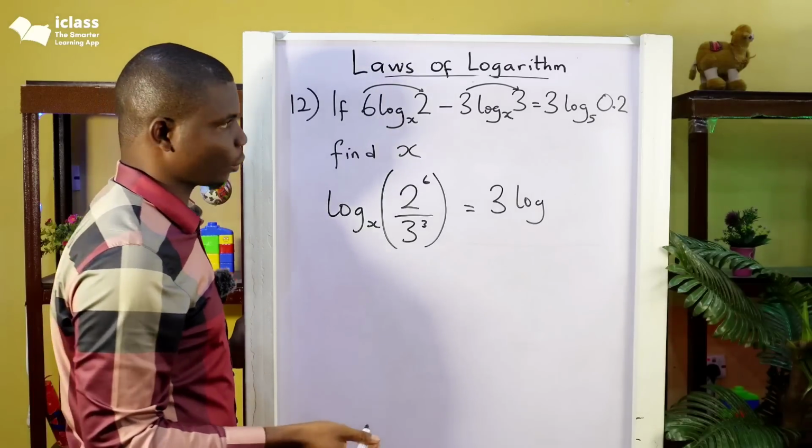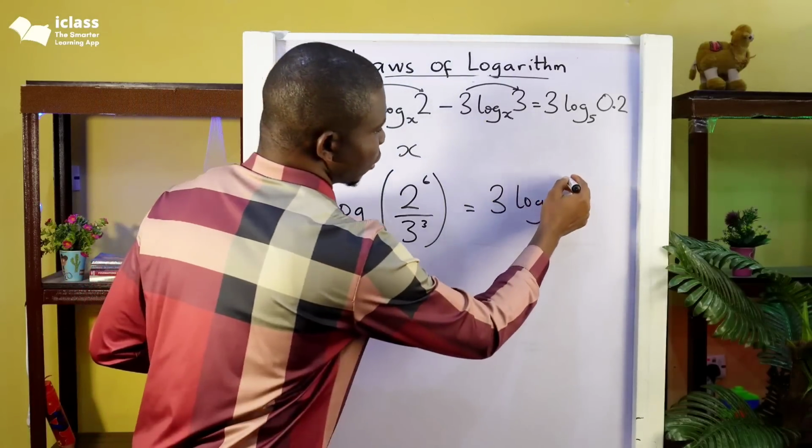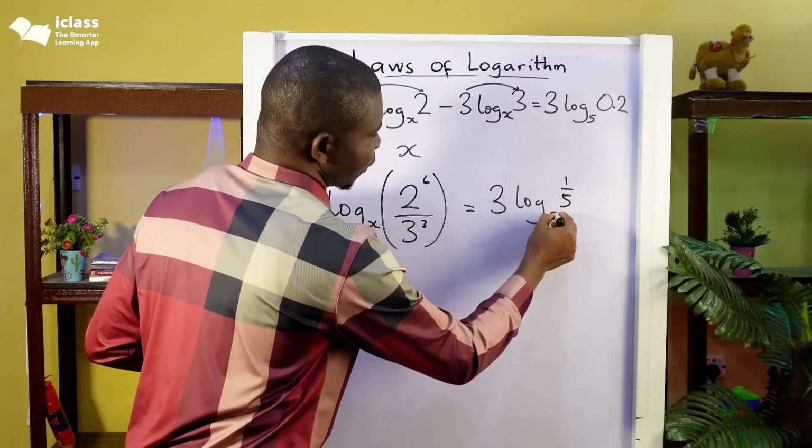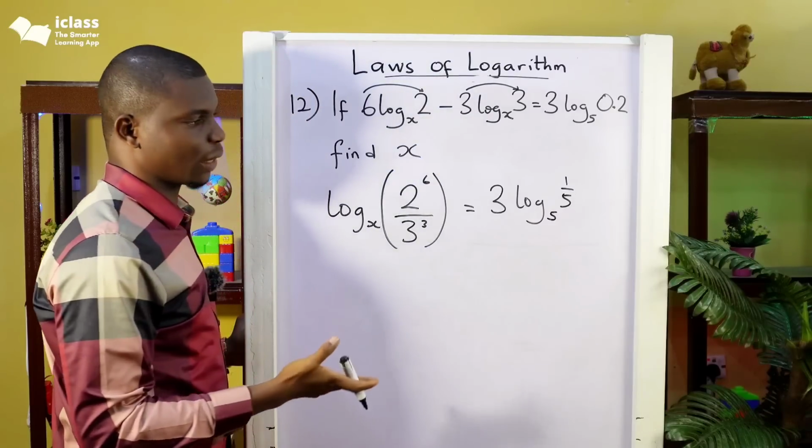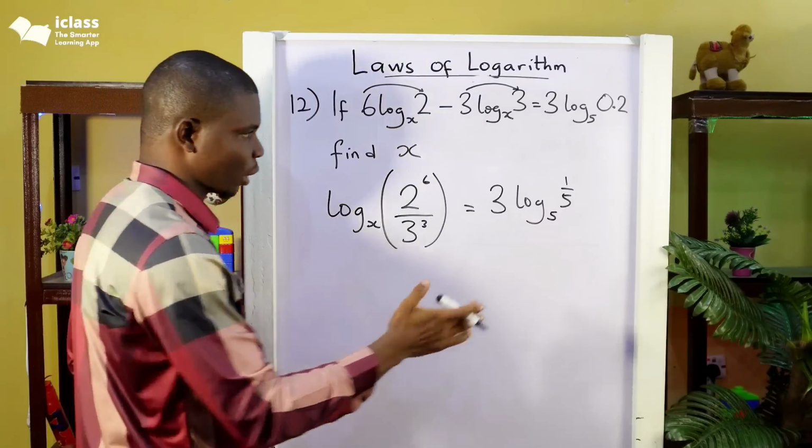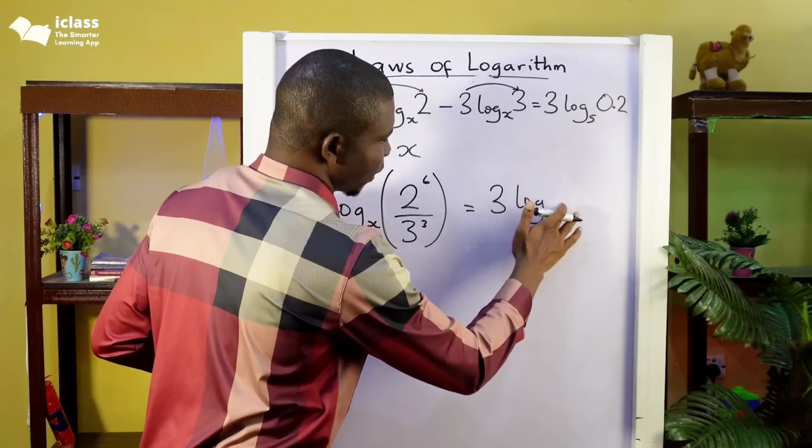0.2 is 1 over 5, right? 1 over 5 base 5. And you know, 1 over 5 is 5 raised to power minus 1. So I can write this as 5 raised to power minus 1.